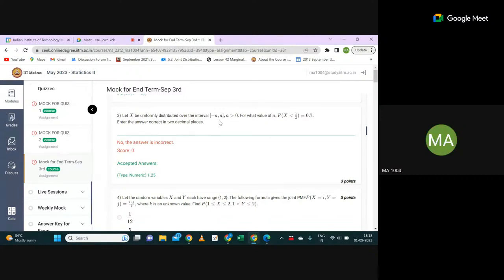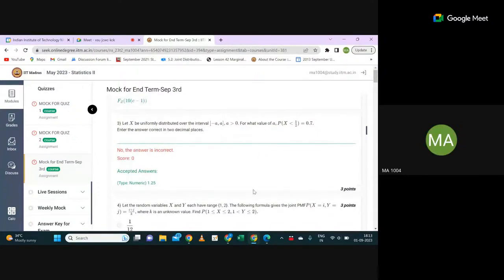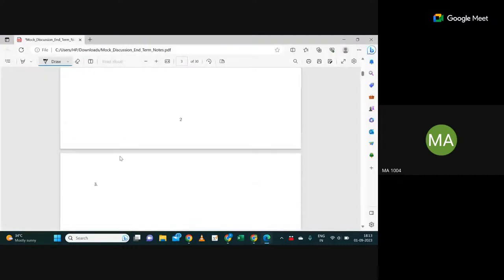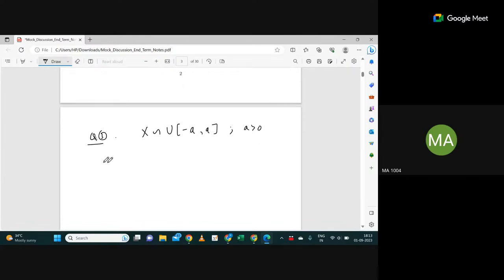There are two approaches, and we can use either one. We can also integrate. So the question: x is uniformly distributed over the range minus a to a, and a is greater than zero. We have to find the value of a for which the probability of x less than half equals 0.7.